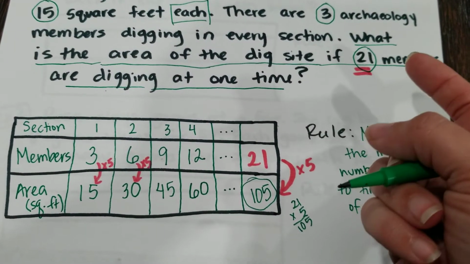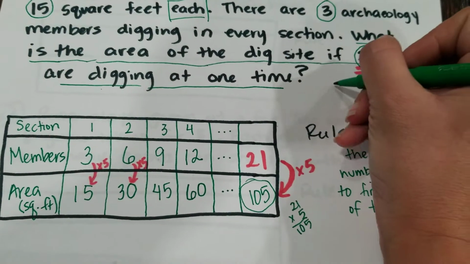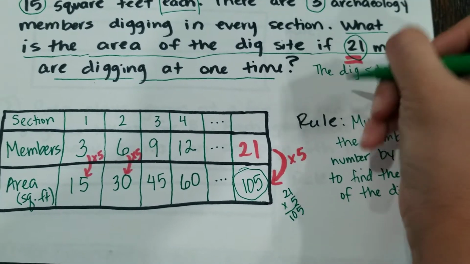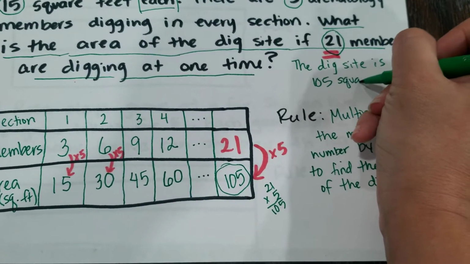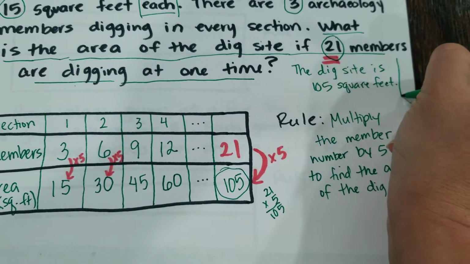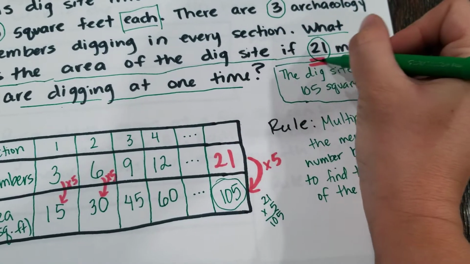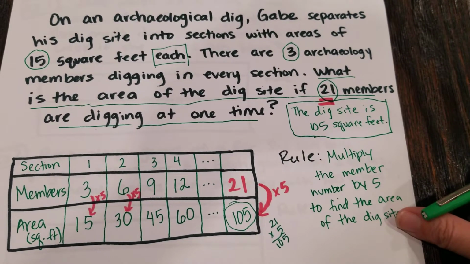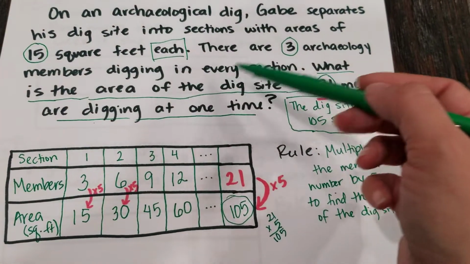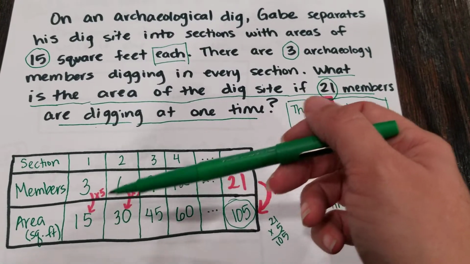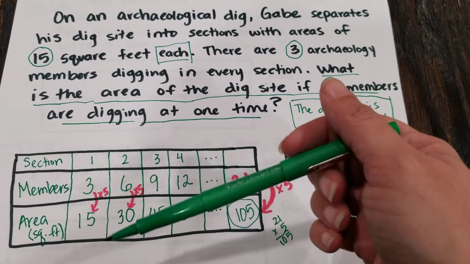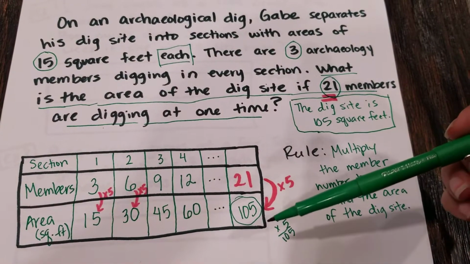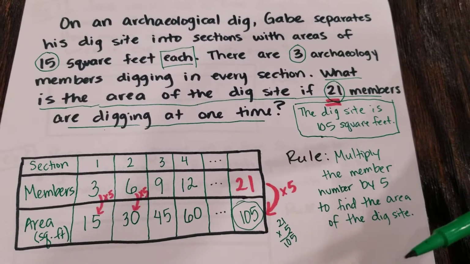Okay, and our answer to the question, the one in our problem, what is the area of the dig site if 21 members are digging at one time? We're going to put our answer. The dig site is 105 square feet. And that's our answer. Okay. All right. And that's unlocking the problem. So just to recap, we use the information in the word problem to make a table. We've got to organize our information. And then, like yesterday, we're going to use those table numbers to make a rule. And then with the rule, we can answer the question that they gave us, the underlined question that we had in the word problem. All right, let's try some more.